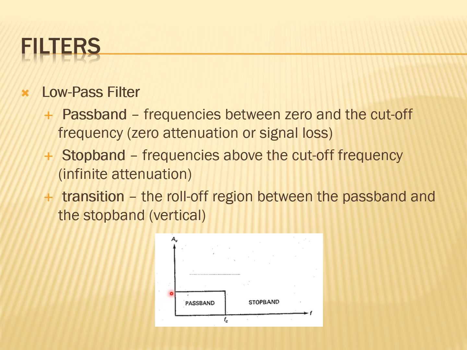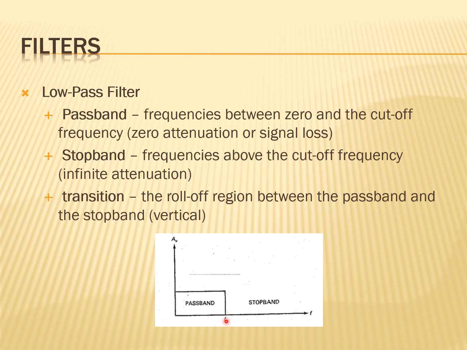So therefore, as you can see, the voltage gain here is constant. We have zero attenuation or zero signal loss. Aside from the pass band, we have the stop band. This is our stop band, and the stop band for a low-pass filter starts from the cutoff, above the cutoff frequency.